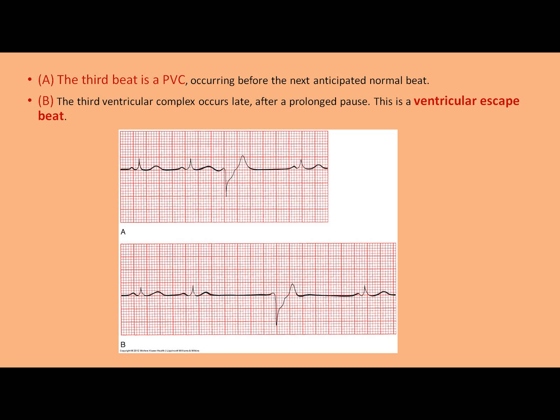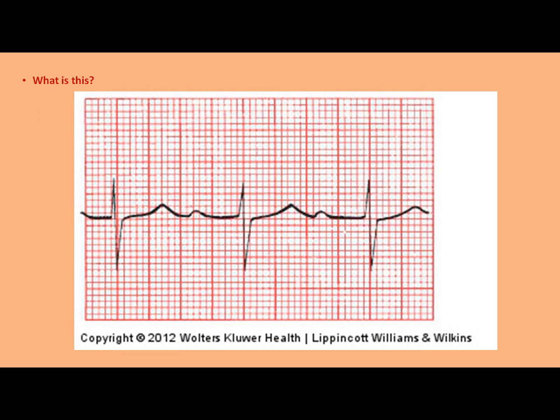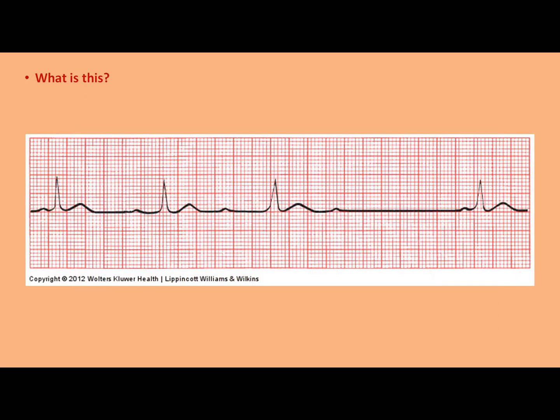So, with PVC, you don't need to do that. Okay, so what is this here? Anyone? There's a P wave, the QRS is not wide, so it's not really ventricular. This is actually first degree. See, the PR interval is long, but no dropped beats. I don't see a dropped beat.